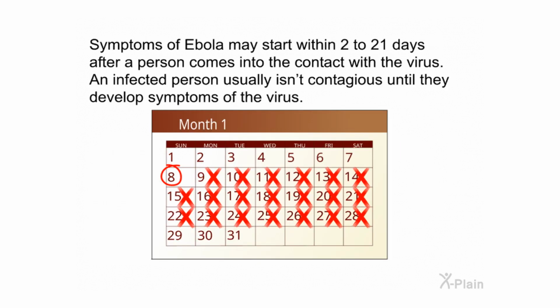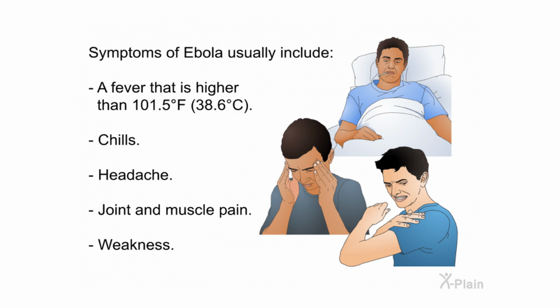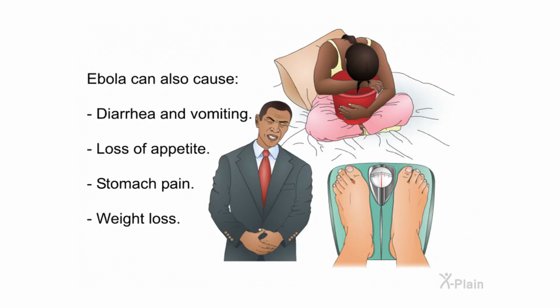Symptoms of Ebola may start within 2 to 21 days after a person comes into contact with the virus. An infected person usually isn't contagious until they develop symptoms of the virus. Symptoms of Ebola usually include a fever that is higher than 101.5 degrees Fahrenheit, 38.6 degrees Celsius, chills, headache, joint and muscle pain, weakness. Ebola can also cause diarrhea and vomiting, loss of appetite, stomach pain, weight loss.